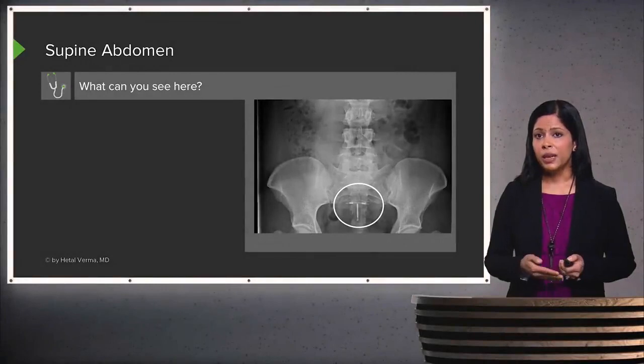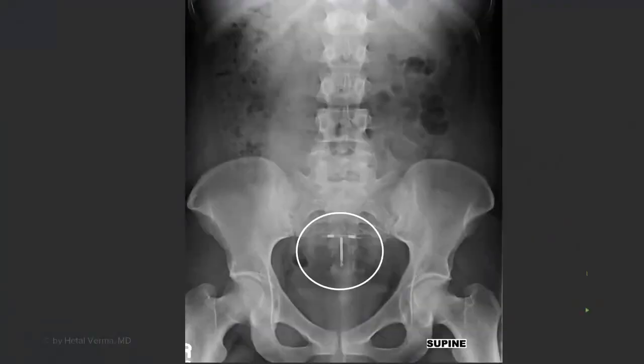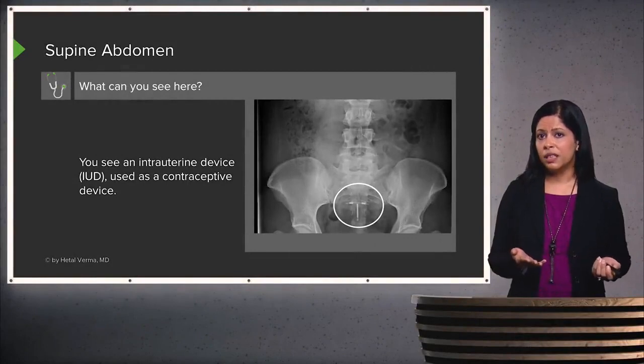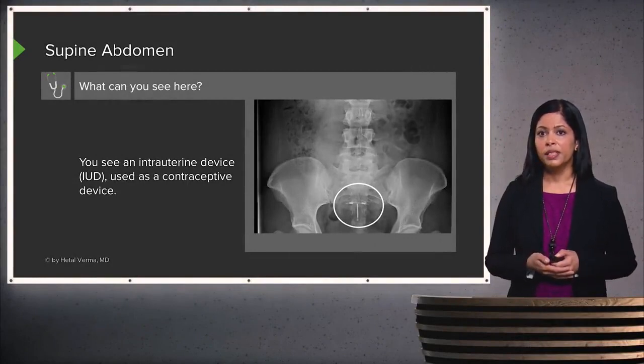So incidentally, this patient has a finding in their pelvis. So what do you think this is? This is actually an intrauterine device, or an IUD. It's used as a contraceptive device, and this is very commonly seen in women. This is a T-shaped metallic structure, which is why it appears so dense. It's actually a little bit more dense than the surrounding bony structures.